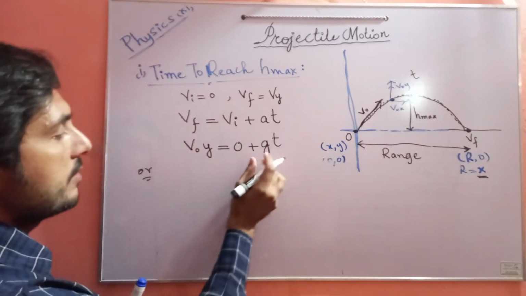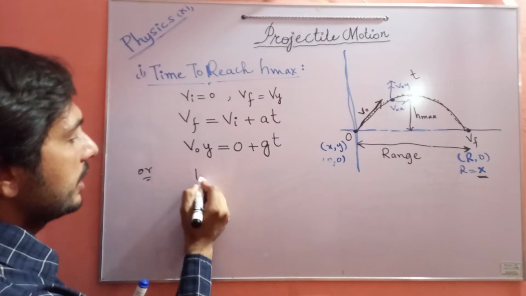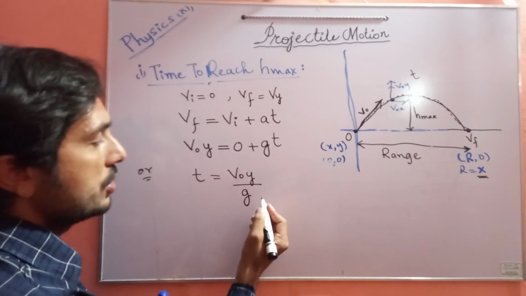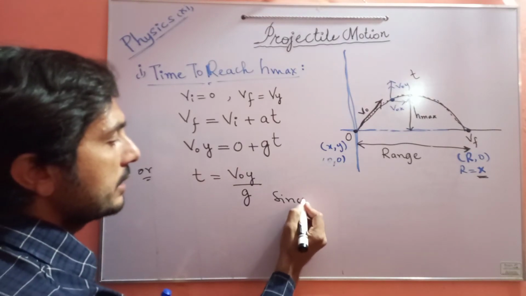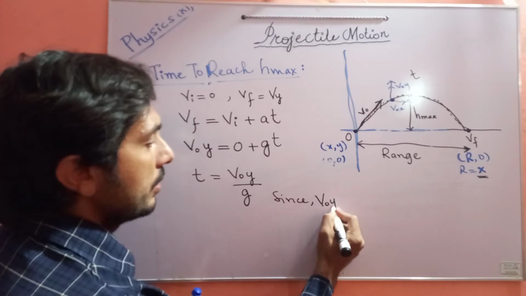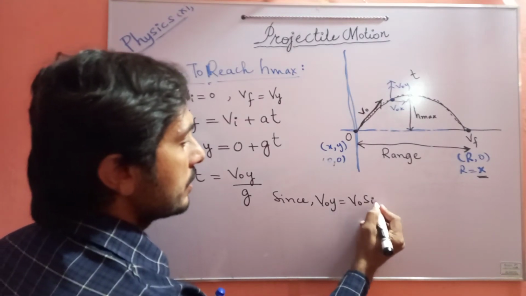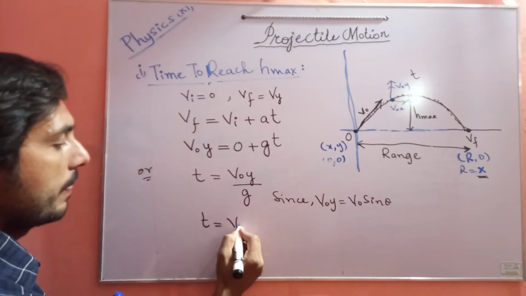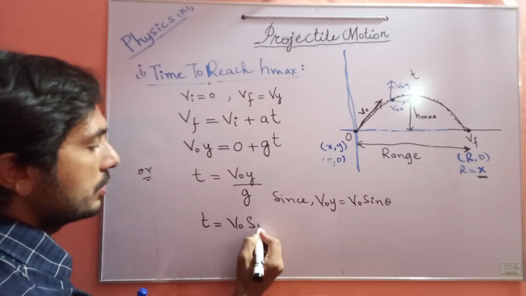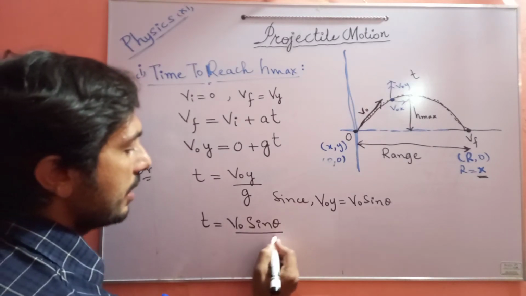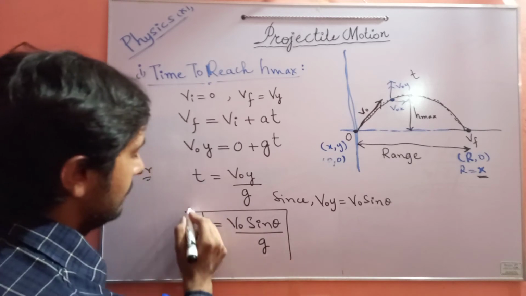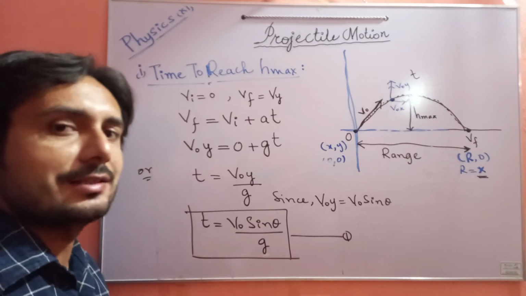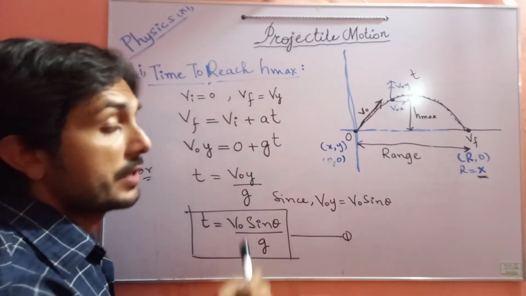Or we can write, when G comes to this side, it would be V naught Y upon G. Since we know that the vertical component V naught Y is always equal to V naught sine theta, so the time will be V naught sine theta upon G. So that is your first equation, and that is the equation for the time to reach the maximum height.